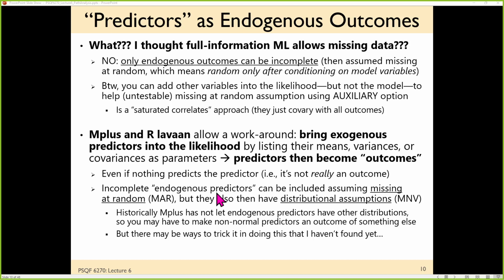And this is what proc-calis does if you invoke full information maximum likelihood. And it's also what happens in Stata's SEM package if you do that. It automatically brings all the predictors into the likelihood and makes them endogenous, even if they're still predictors in the context of your model. So this is why it's really confusing, because you can have predictors that are endogenous or not, depending on your software. So that label doesn't really help.